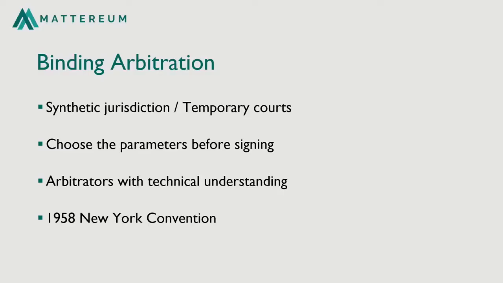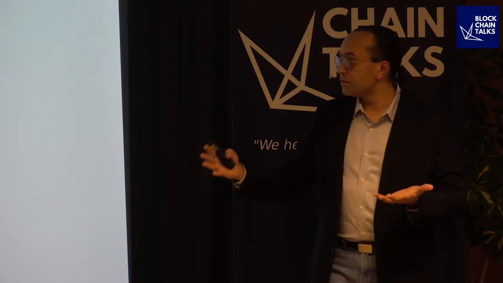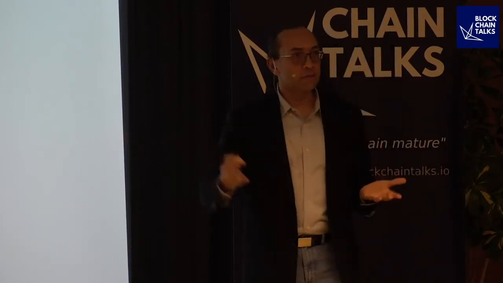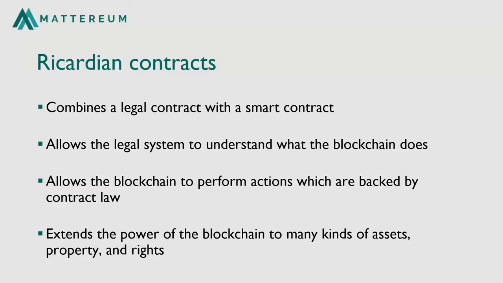So this sounds great. On the one hand, we've got blockchains for global trade. On the other hand, we have this thing that we think could work as a dispute resolution mechanism. So how do you tie these two things together? Now, the chief scientist at Mattereum is a man called Dr. Ian Grigg, who in the 1990s came up with the concept of a Ricardian contract. There's a history behind the name that I won't get into.